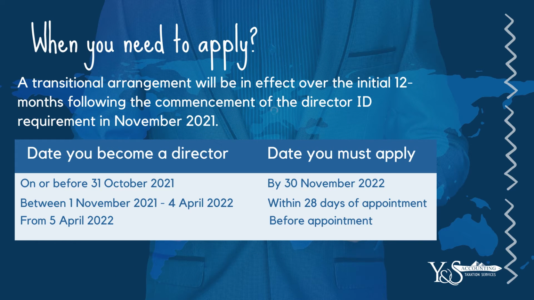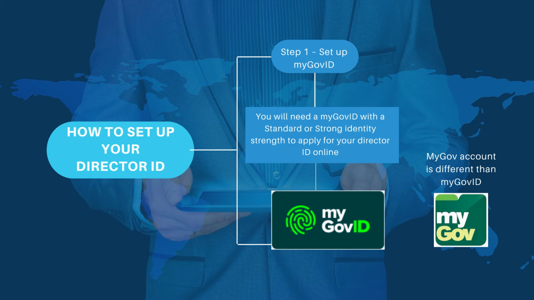When you need to apply: a transitional arrangement will be in effect over the initial 12 months following the commencement of the Director ID requirement in November 2021. So, if you become a director on or before 31st of October 2021, you need to apply until the 30th of November 2022. It means you have approximately 1 year to get your Director ID. If you become a director between the 1st of November 2021 and the 4th of April 2022, you must apply within 28 days of appointment. And if you become a director from the 5th of April 2022, you must apply for your Director ID before appointment.